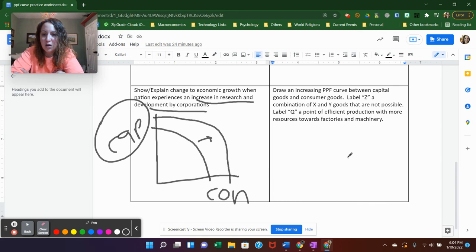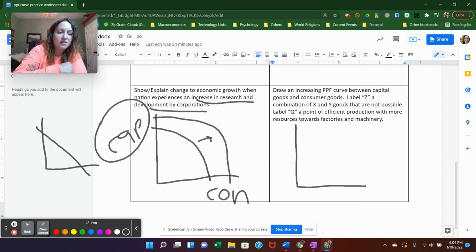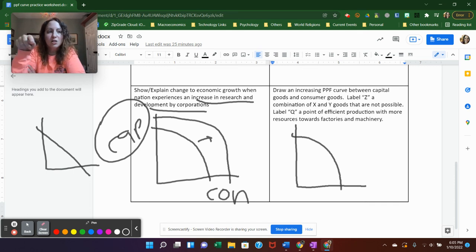And here, it's just a drawing. This PPF curve, it says draw an increasing PPF curve. This entire time, we've been drawing increasing PPF curves. Here, I want to show you what a constant PPF curve looks like really quick. A constant PPF curve looks like this, where the slope is constant. That means opportunity cost is constant throughout. It's the same ratio. To make one more of this, you lose 3 of the other. To make one more, you lose 3. It's the same ratio. But with an increasing PPF curve, it looks like that. The slope gets steeper and steeper, and slope represents opportunity cost.